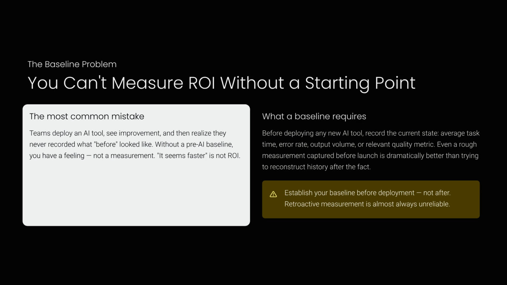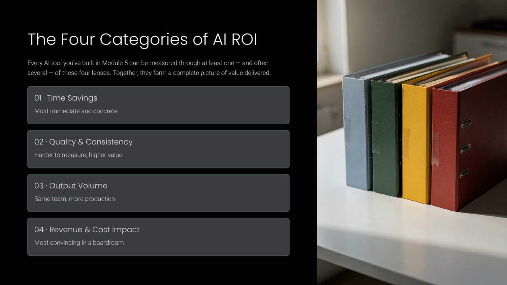A common mistake is failing to record a pre-AI baseline. Always establish your baseline before deployment, including metrics like task time, error rates, and output volume. We categorize AI ROI into 4 lenses: time savings, quality and consistency, output volume, and revenue or cost impact. Together, these provide a complete picture of the value your AI tools deliver.